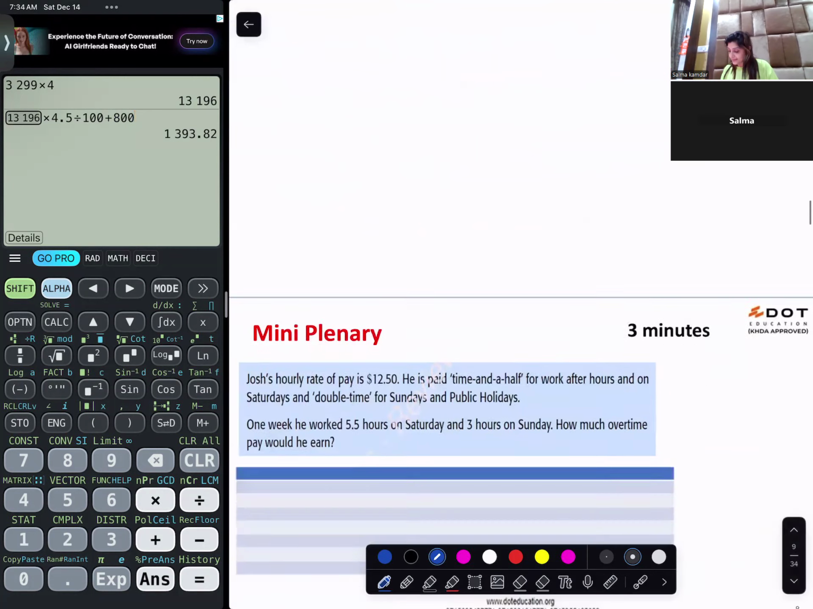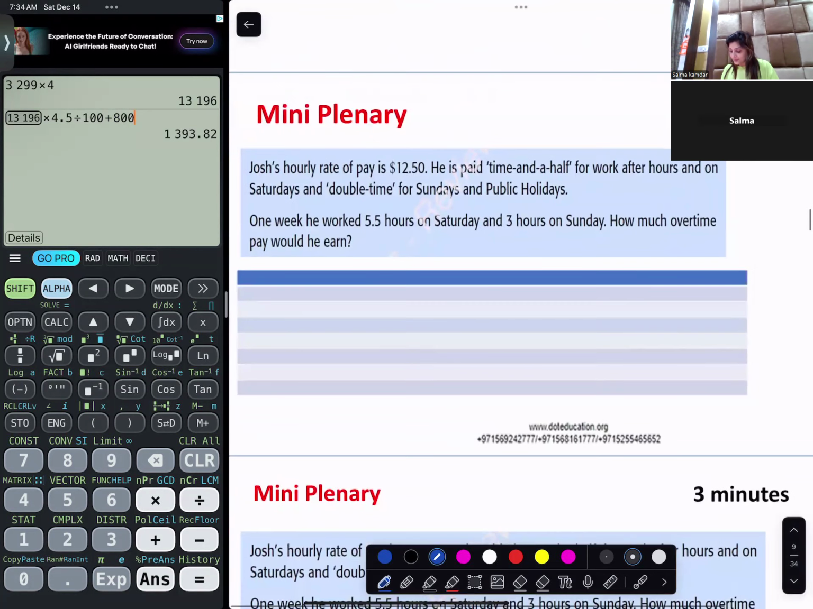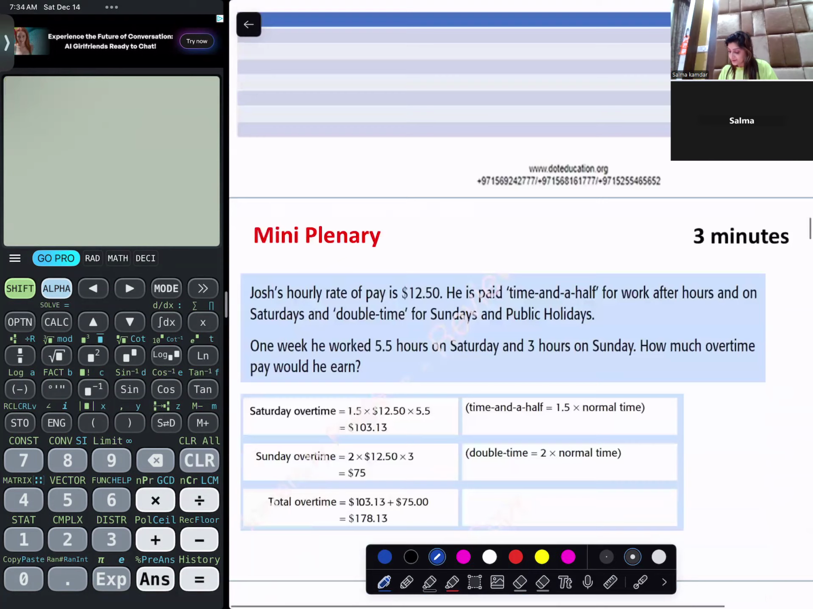Let's go to the next sum. You can take 3 minutes to try it yourself and then come back. Let's do it.